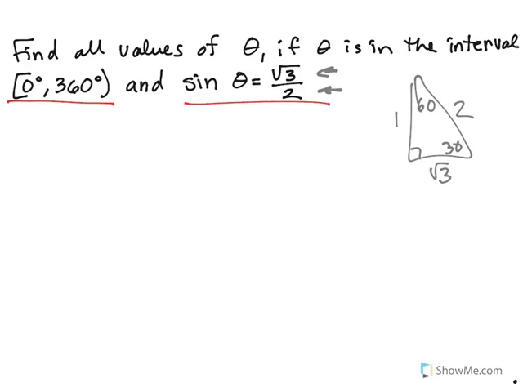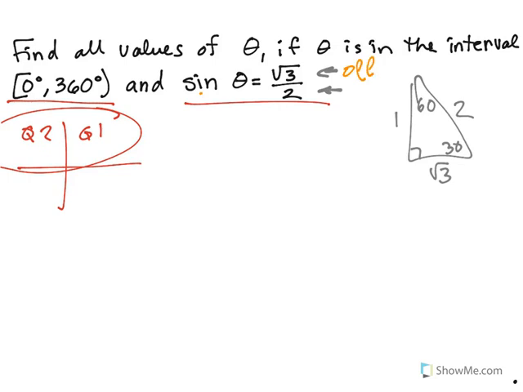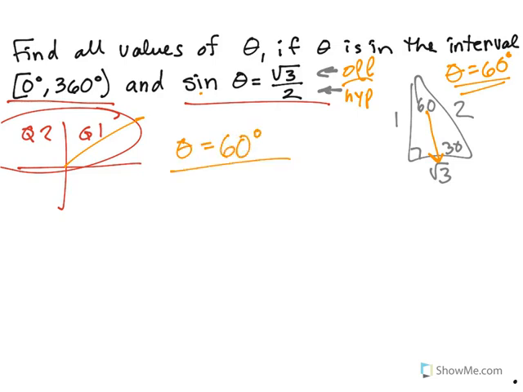This sine is positive. So if I think about it, where is the sine positive? In quadrants 1 and 2. So these are the only areas we're thinking of. Right. So if I want sine, sine is the opposite over the hypotenuse, which angle has an opposite of radical 3? 60. So that means theta is 60 degrees. Okay, well that's easy enough in quadrant 1. So theta being 60 degrees is one answer.